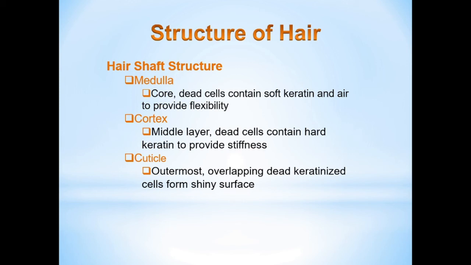The hair shaft structure has the medulla, cortex and cuticle in it. The medulla is the core, dead cells containing soft keratin, which provides flexibility to the hair. The cortex is the middle layer, made up of dead cells containing hard keratin to provide stiffness to the hair. And the cuticle is the outermost covering. Overlapping dead keratinized cells are present which form the shiny surface and give shining to the hair.